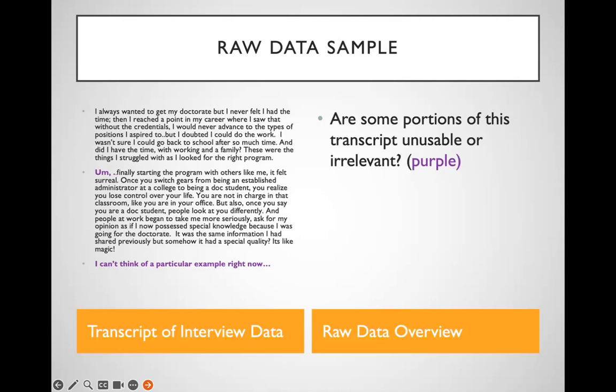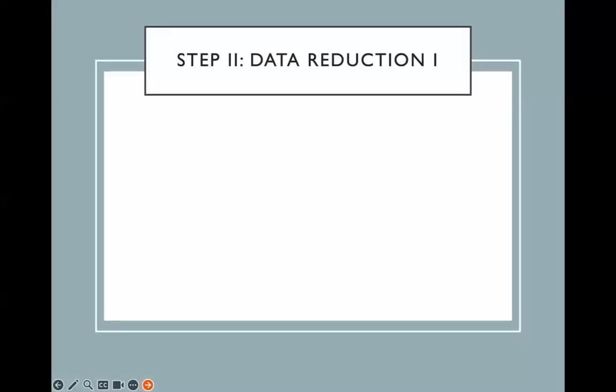So, if that's the transcription of the interview data, then we need to ask ourselves, are some portions of this transcript unusable or irrelevant? No? Then we look at the color purple. When you look at the color purple, this might not have any relevant contributions to the data that is being pushed forward. Thus, they are cleansed. Which leads us, therefore, to the first reduction.